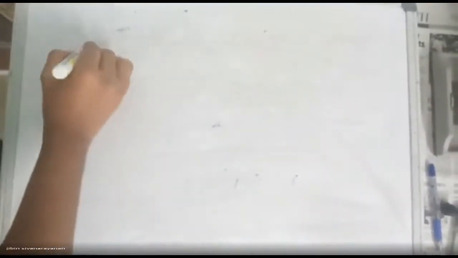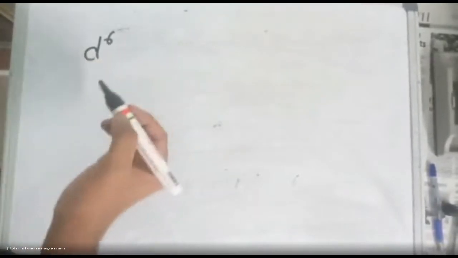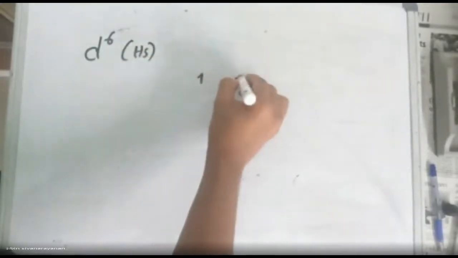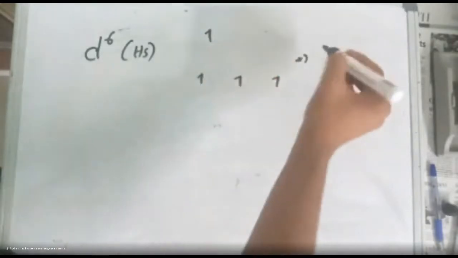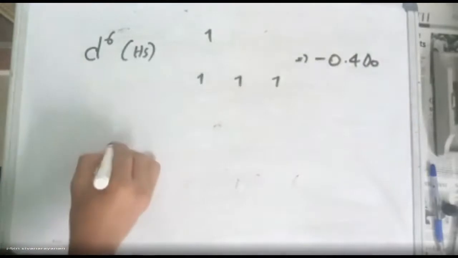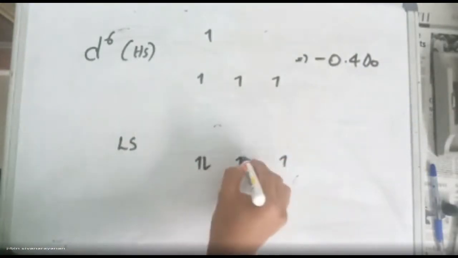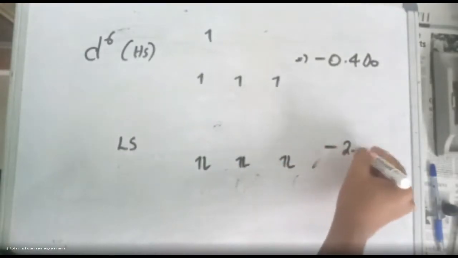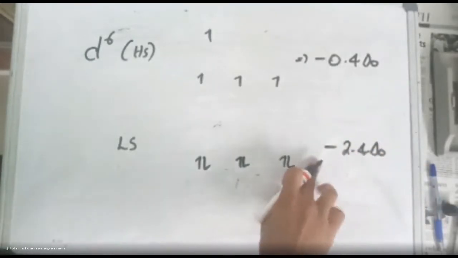If you are considering a d6 system, there are two ways it can be arranged, both high spin as well as low spin. High spin, this is the way by which we are writing, so the crystal field stabilization energy comes to -0.4 Δo. If you are arranging it in a low spin system, 1, 2, 3, 4, 5, 6, the CFSE value will be -2.4 Δo, not simply 2.4 Δo.